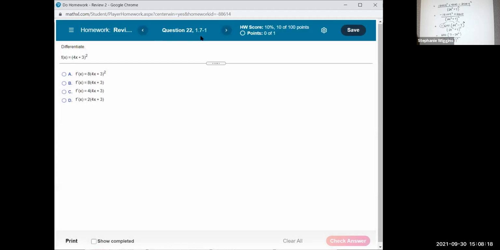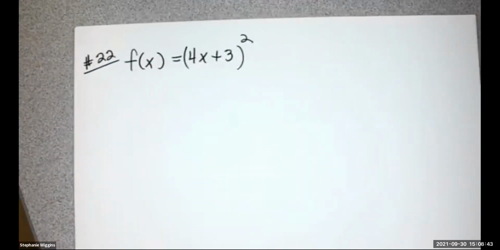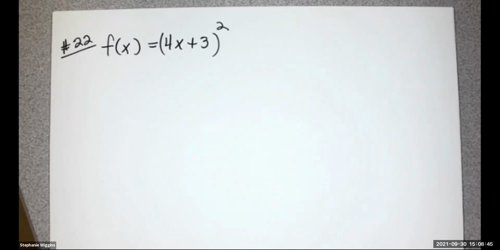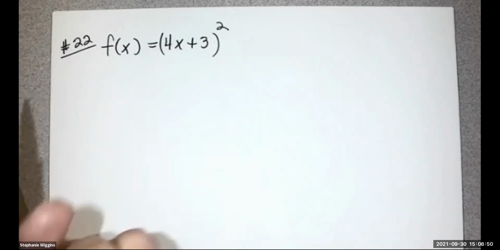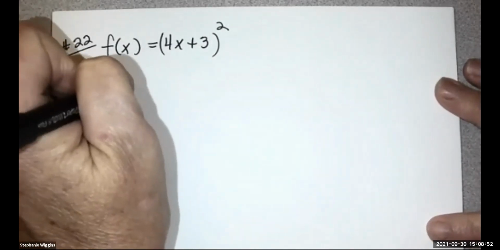So question 22 now, we're moving on to section 1.7. Section 1.7 covers the extended power rule. And so here we have a function, f of x equals 4x plus 3 squared, and this is problem number 22. Because this is a power function, we have a power here that's a constant. I'm going to apply the power rule when I take the derivative.